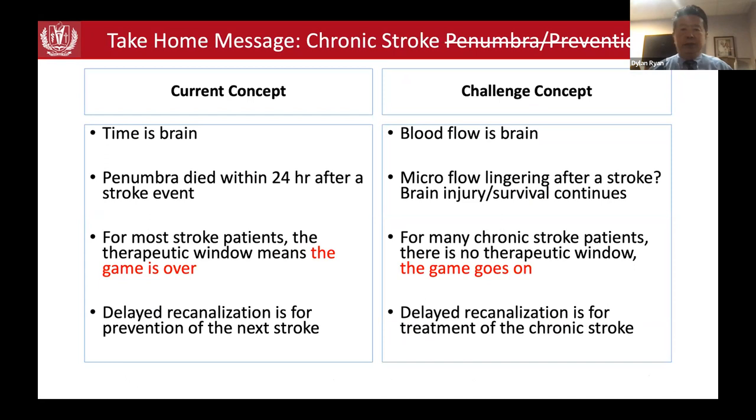So here is the real take-home message. The current concept on the right side is the concept I'm challenging: time is brain. As scientists, no, time is not brain. Time is brain is fooling the public, not scientists. Blood flow or tissue reaction is the brain. Every patient behaves differently. How come time is brain? Second, the current concept says penumbra dies within 6 hours or a maximum of 24 hours after a stroke. The challenging concept is that microflow lingers after a stroke, and brain injury and survival continue, for us at least over 1 month, maybe even longer, maybe a year.